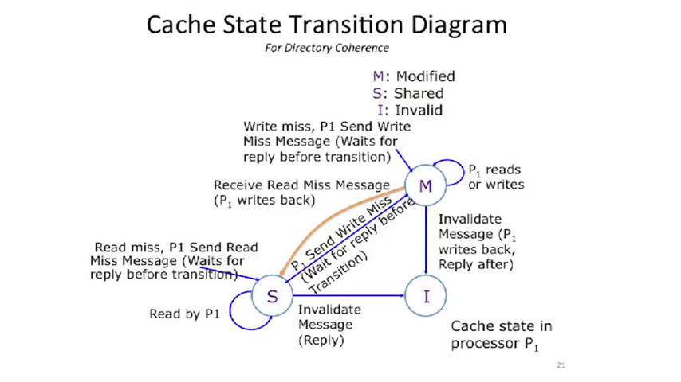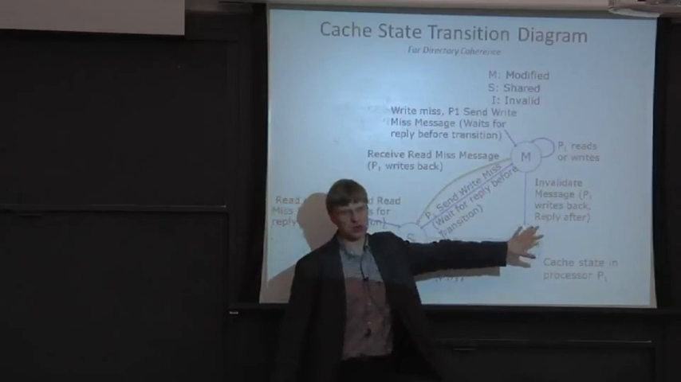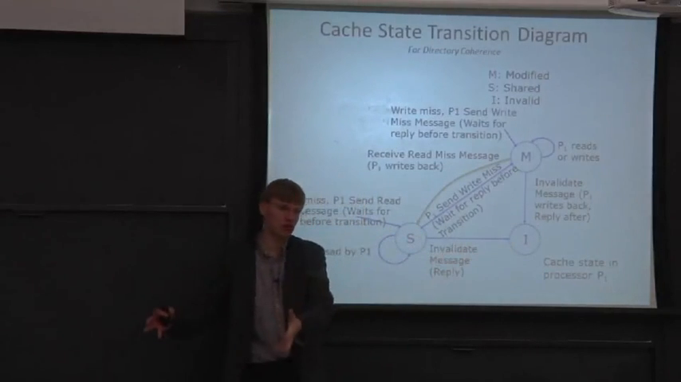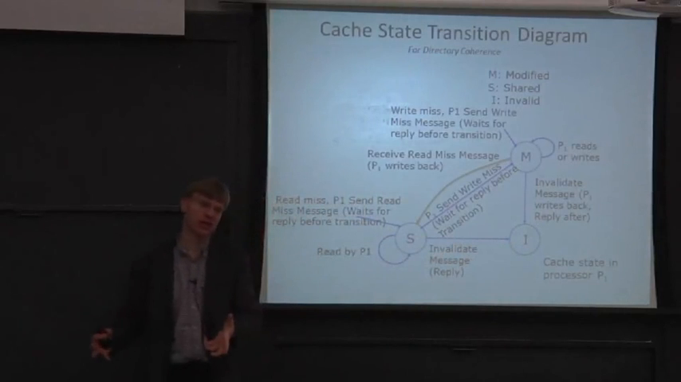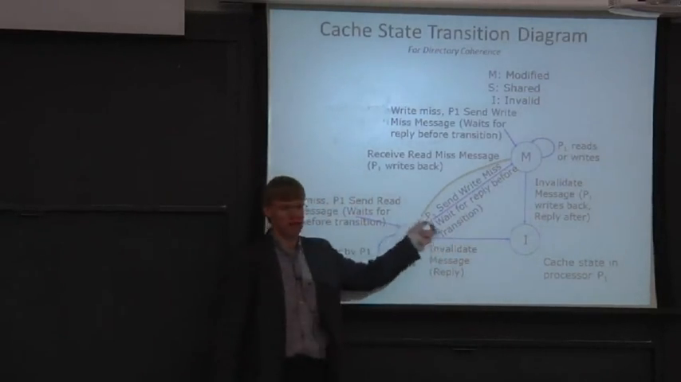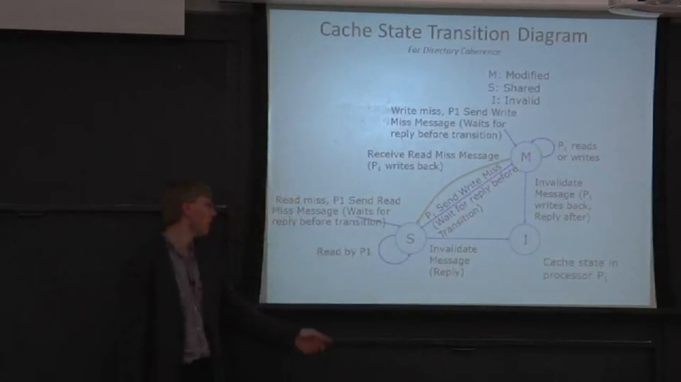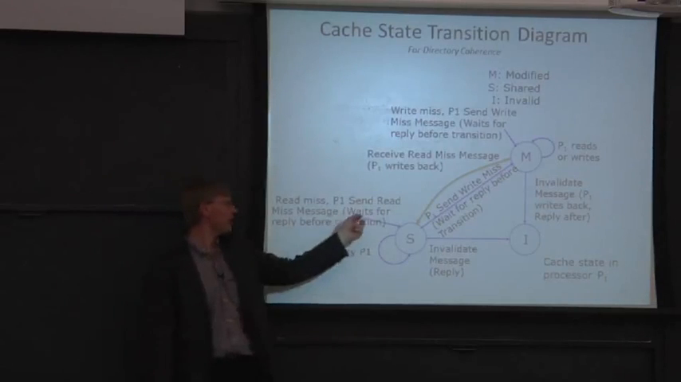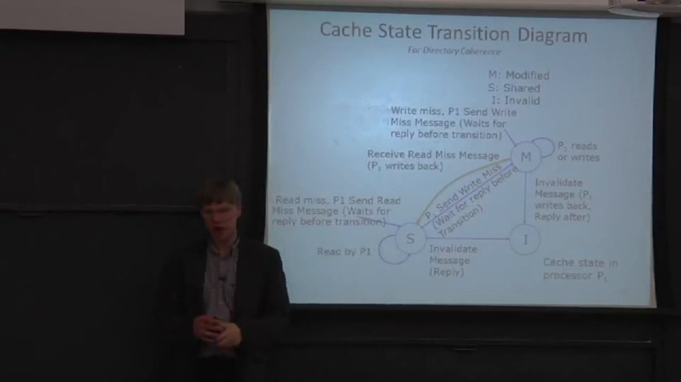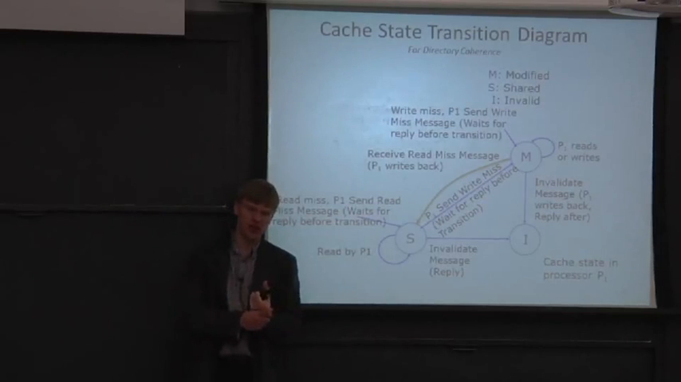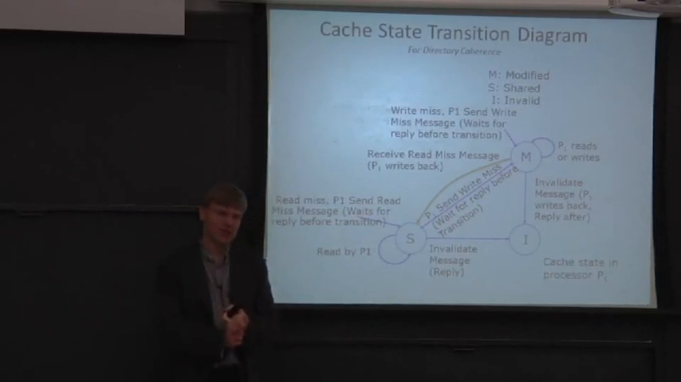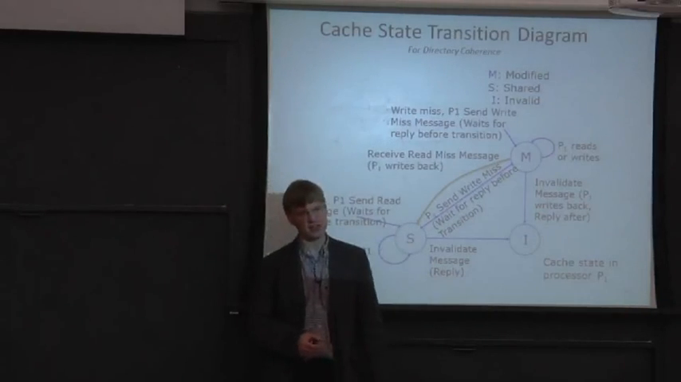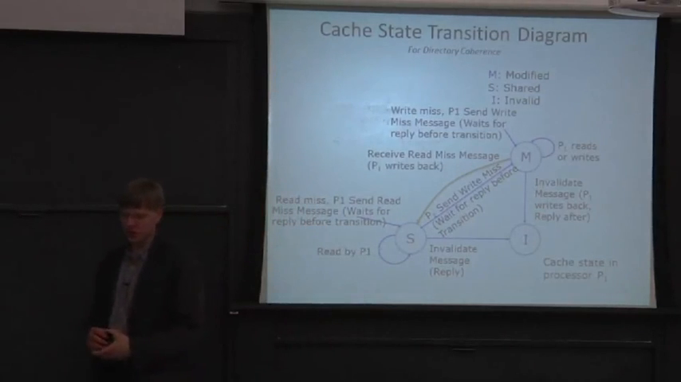Sometimes people will have a pending state here, depending on how you implement this. It depends if you have a side structure, something like a miss status handling register, where you'll track that, or you can track it in the cache state itself. So you have a read miss. You send the read miss message, and you're waiting for a response. This response is going to have the data that you need, and that's going to be a synchronization point saying, OK, you're safe to transition to S. OK, that seems pretty simple.